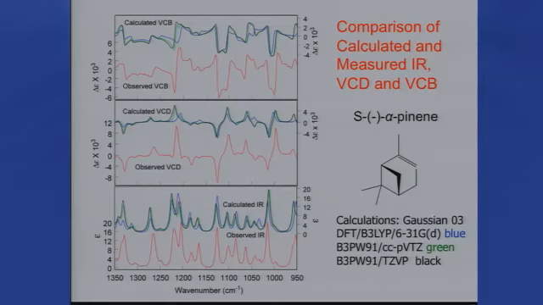There are three different calculations. The one in blue is double zeta, and triple zeta are black and green. You can see that the black and green match experiment better than the double zeta. So if you beef up your basis set a bit, you get closer agreement with experiment.